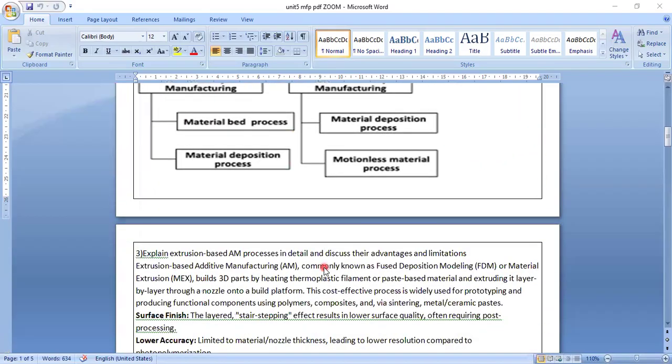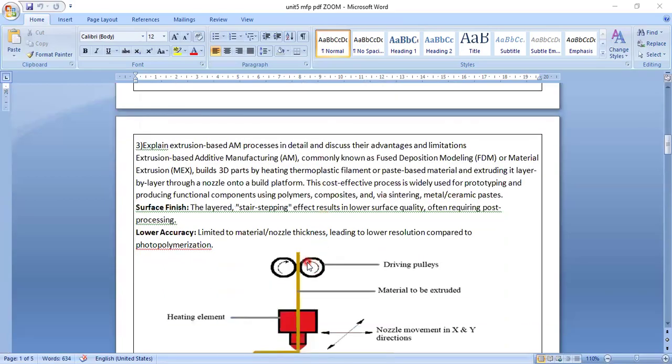If I am not wrong, I am going to the third question, ma. In the third question, you can see: explain the extrusion based additive manufacturing process.